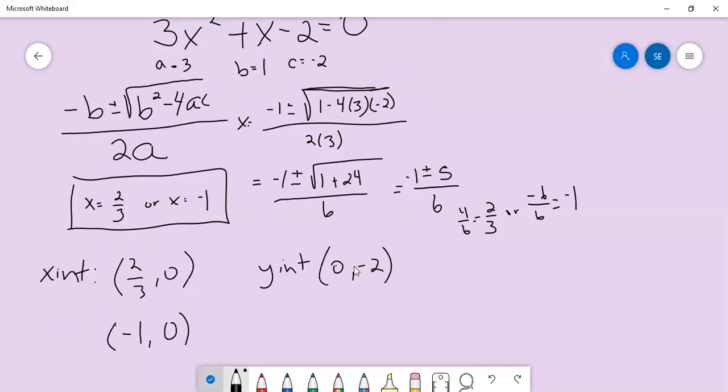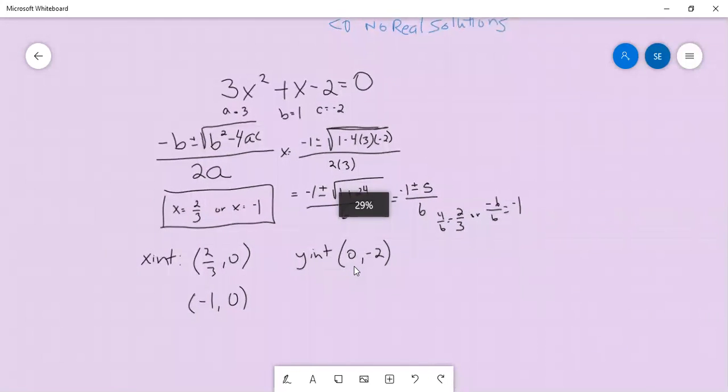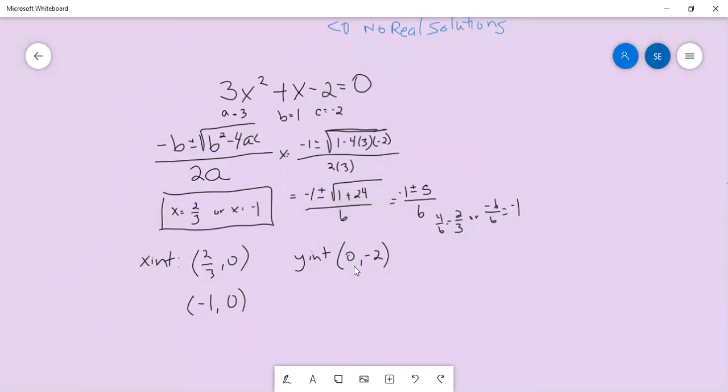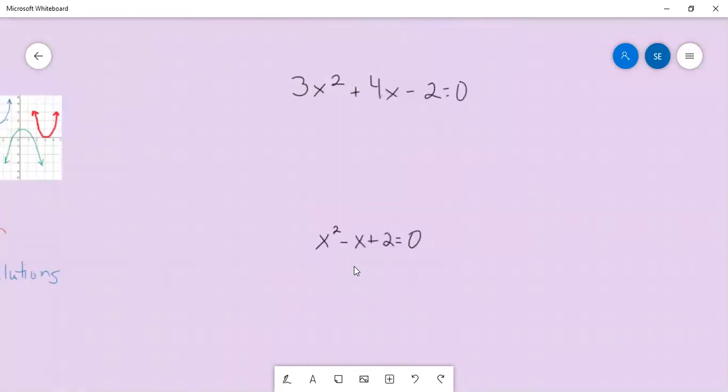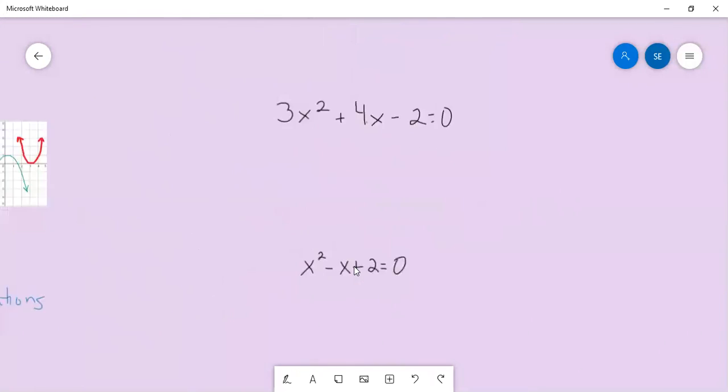Okay, this was an example where we had whole rational numbers. Sometimes, and we probably could have solved this by factoring if we worked at it, sometimes we have equations that we can't necessarily solve by factoring.